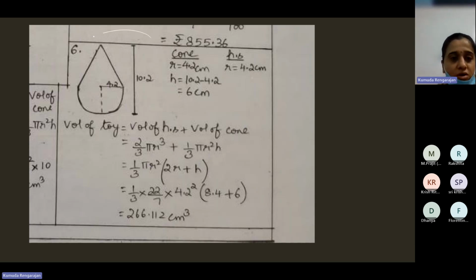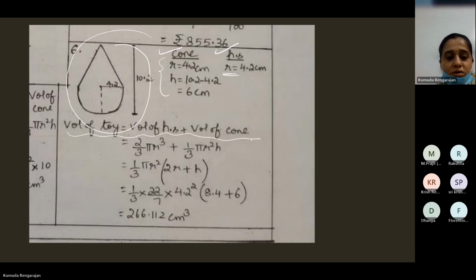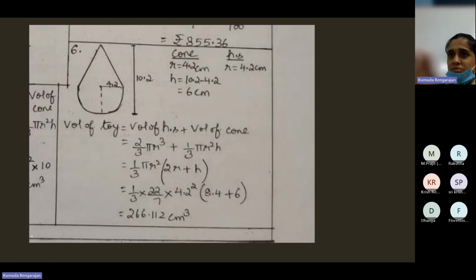So read the question, draw the figure, a rough figure, then write out the solids you see, cone and hemisphere. Write their parameters, radius, height, and here radius. And then the expression to find volume. Write the formula, common factor. So these are the steps normally in most questions where it's a combination of solids.